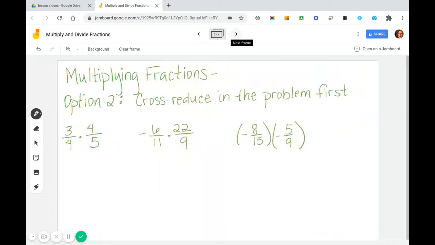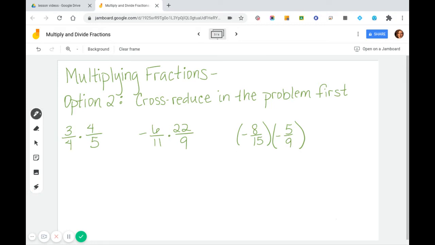So that was option 1. Option 2 is to cross reduce. Now, while we don't ever multiply on diagonals, you can reduce on diagonals if it's possible. And you'll find that if there's nothing that can be reduced in the problem, then there's not going to be anything that can be reduced in your answer. If I look on my diagonals, 3 and 5, there's nothing that goes into both of those. But 4 and 4, I can divide both of those by 4.